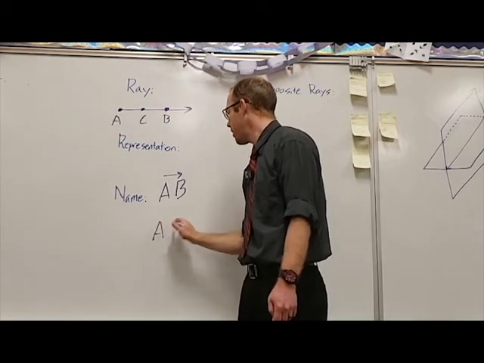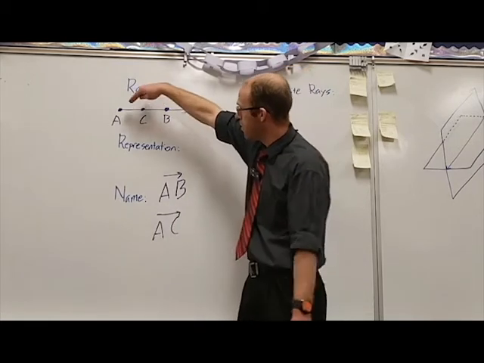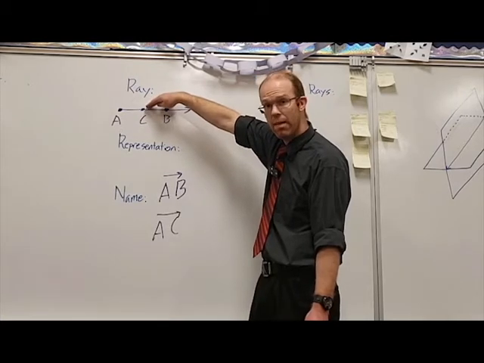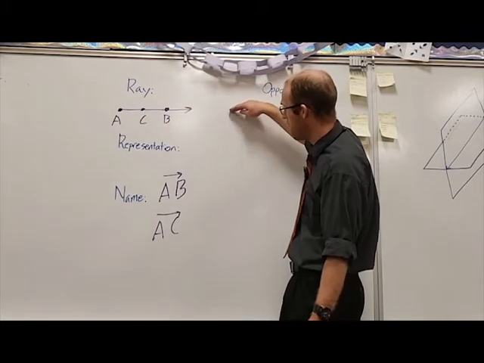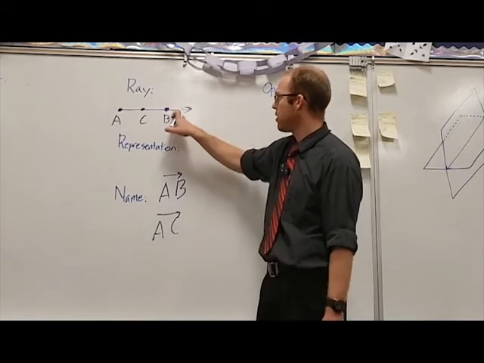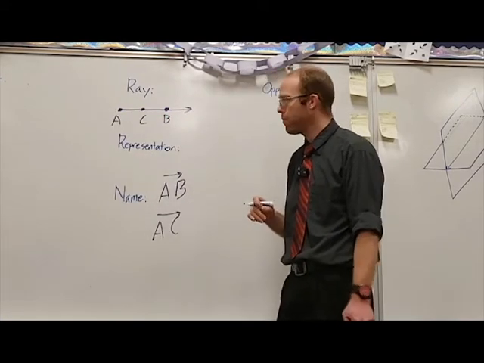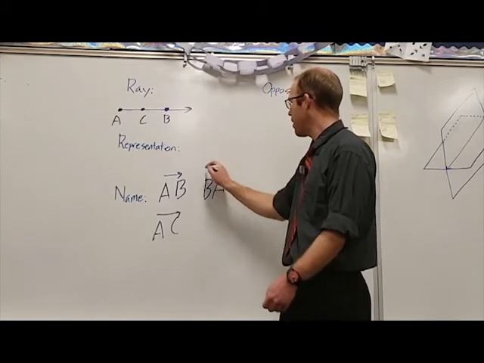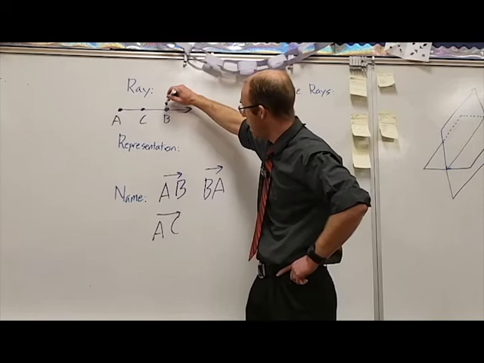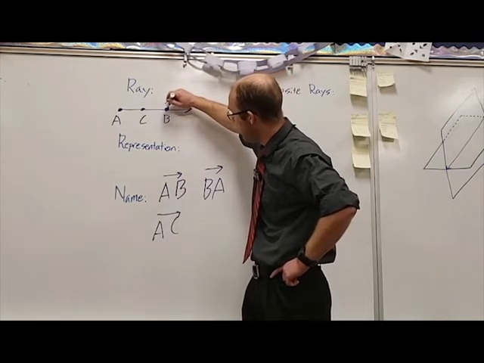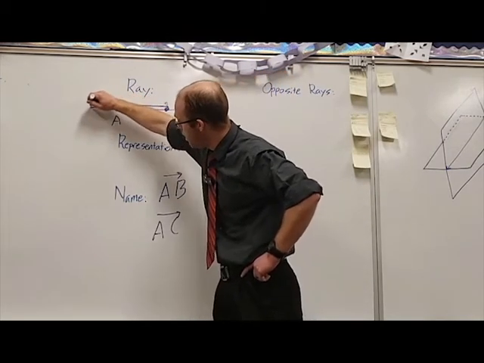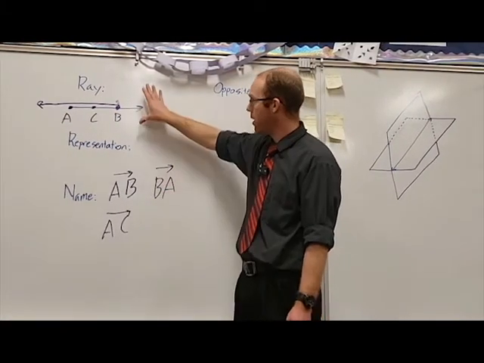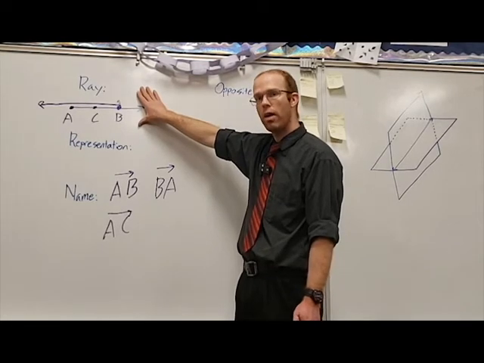If I called it AC, that would work as well, because I start at the endpoint A, I go through the point C, and I continue in that direction, which is the same direction as when we had B, because these are all collinear. If I called it, however, BA, that would indicate that we start at B, this point right here, we go through A and we continue in that direction, that will send us in the wrong direction. So you have to be very careful about how you name rays.